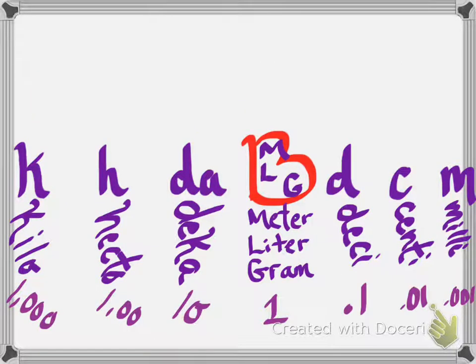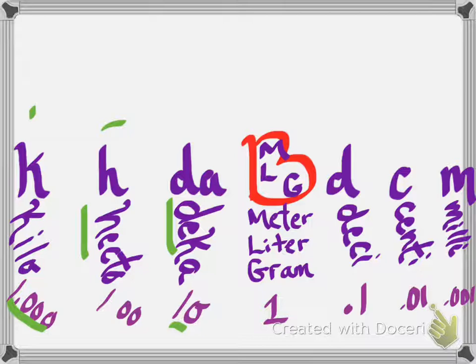Then, after you write down all of those letters, not the words, you actually need to think about what each of those letters mean. Remember, the K is a large, it stands for kilo, which is 1,000. The H stands for hecto, which stands for 100. DA stands for deca, which is 10.